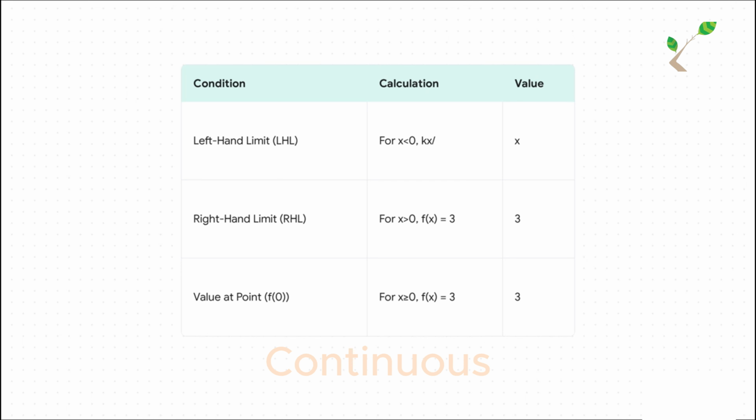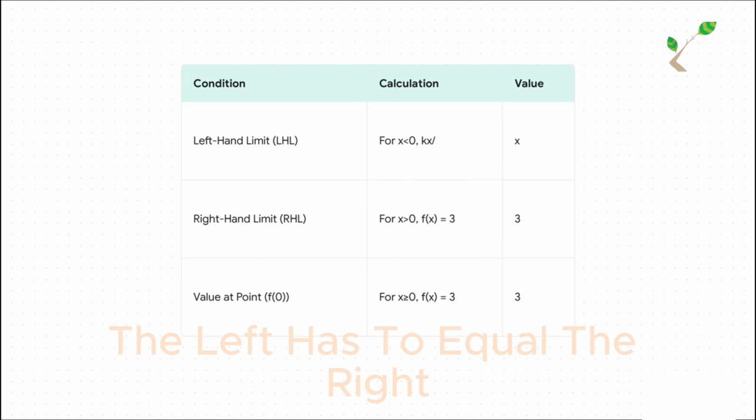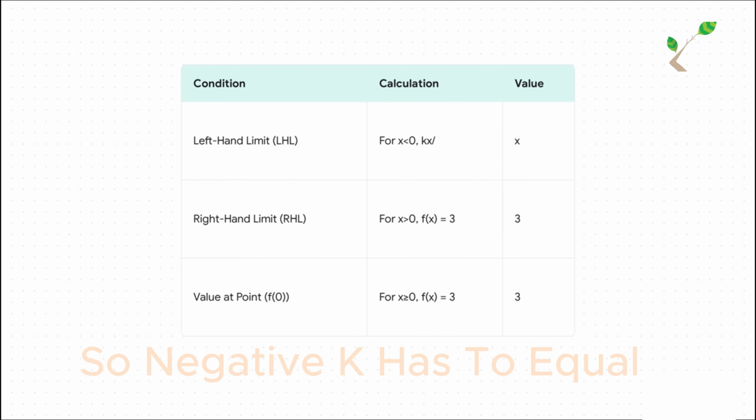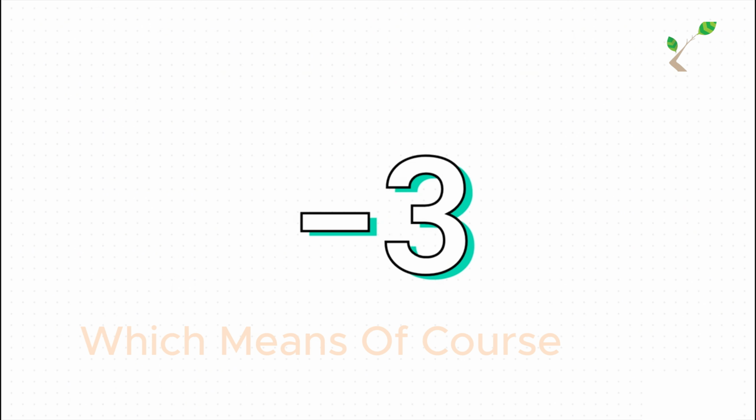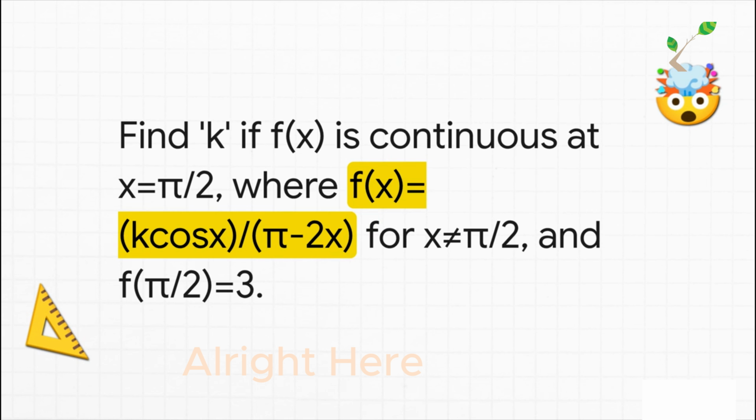For this to be continuous, the left has to equal the right. So negative k has to equal 3. Which means, of course, that k must be negative 3. We just made the left side meet the right side, and that gave us the answer. All right, here we go, a trig problem. But don't let it throw you off.